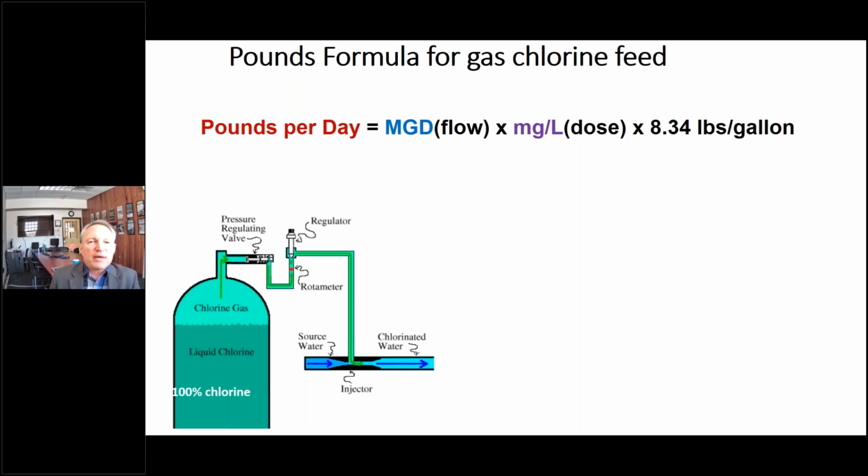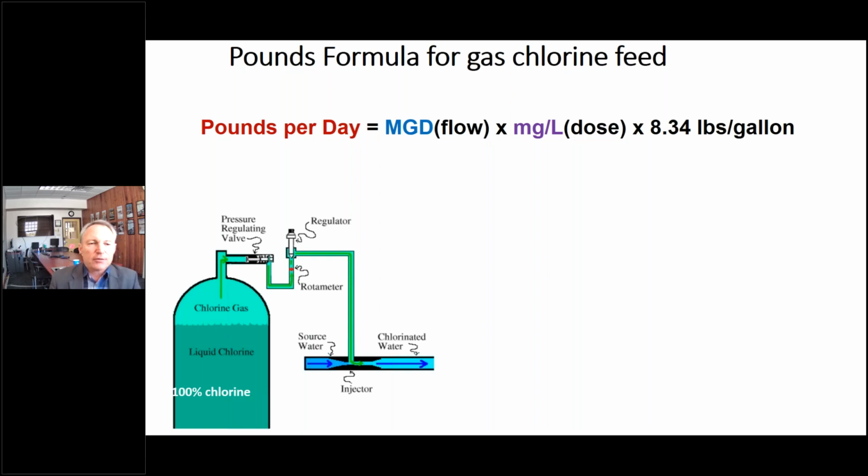First of all, we have the pounds formula for gas chlorine, and it has to be in this form. The flow has to be in the units of million gallons per day, where 1 mgd is equivalent to 1 million gallons per day. So it's kind of a shorthand. Instead of having to write 1 million, you can just write the number 1, times milligrams per liter. That's the units for our dose concentration. And then we use the weight of water, which is 8.34 pounds per gallon. So we multiply across that, and that gives us a feed rate of pounds per day.